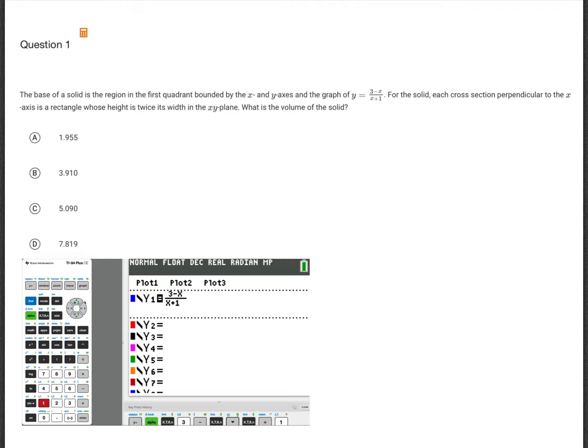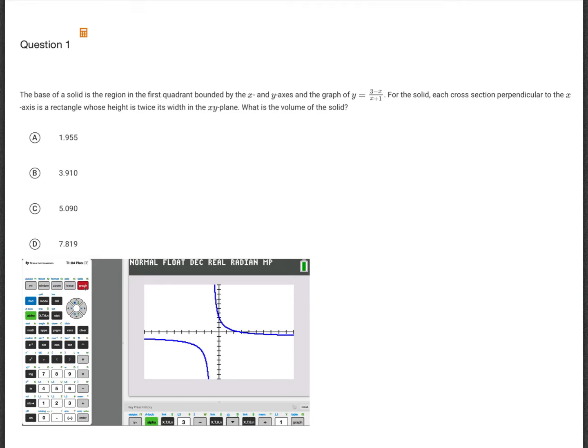Okay, and then let's graph this, see what, yeah, okay. Notice they say the base of a solid is the region in the first quadrant bounded by the x and y axes and this curve. So it's really this little area down here that is the base of the solid that we're interested in.